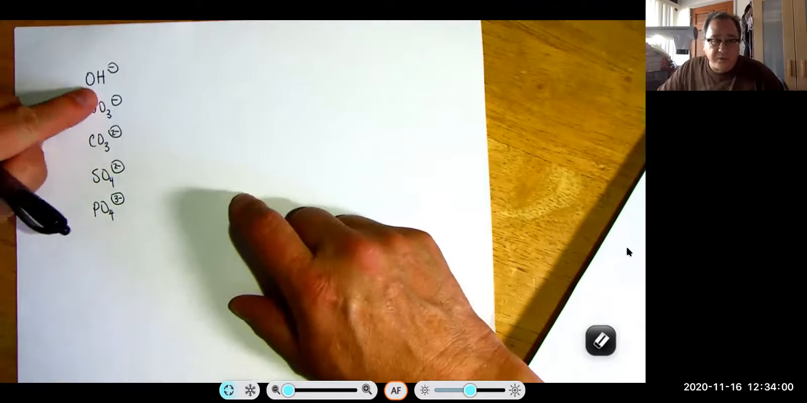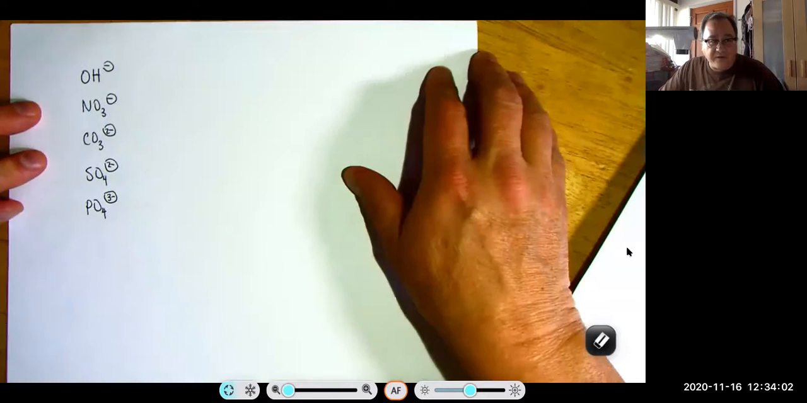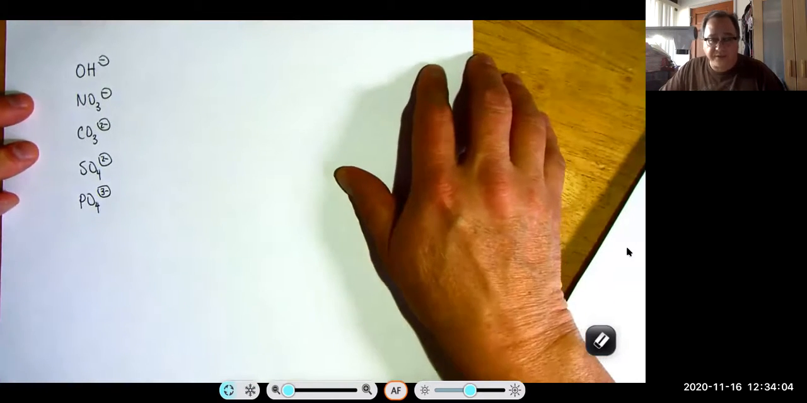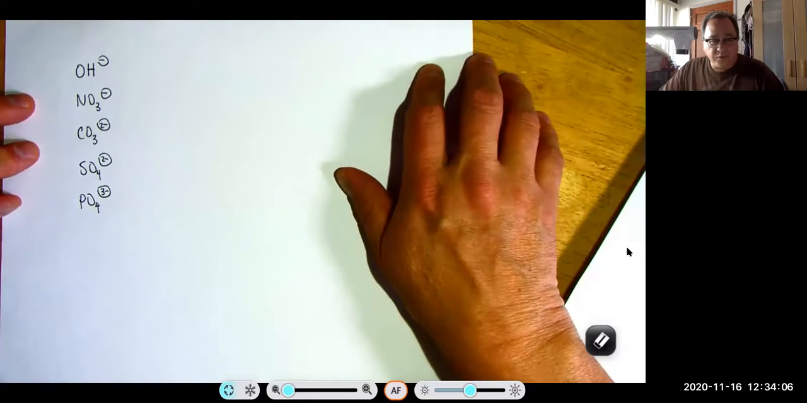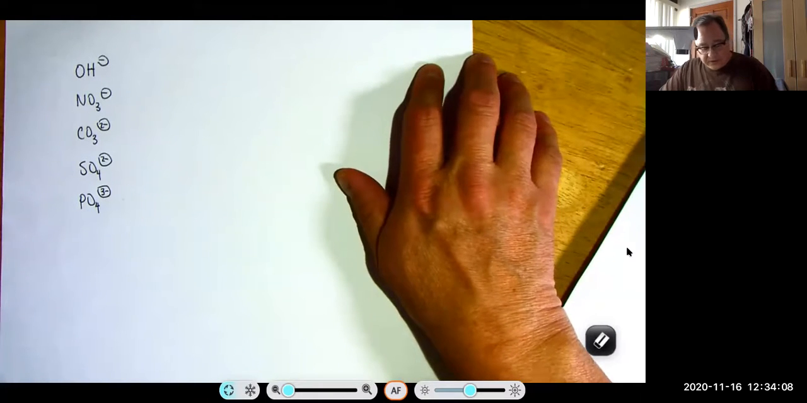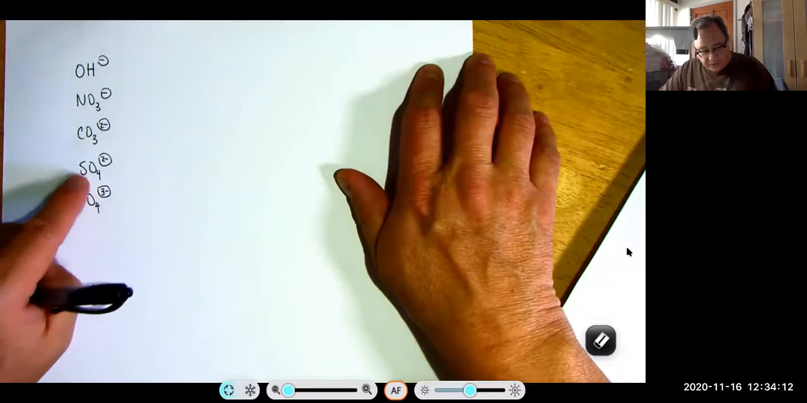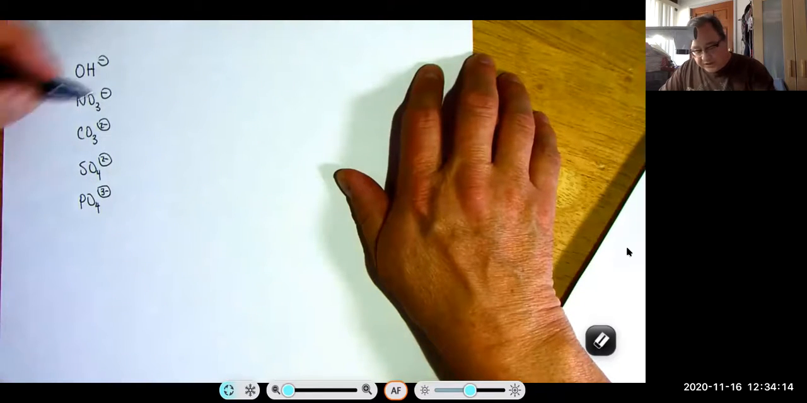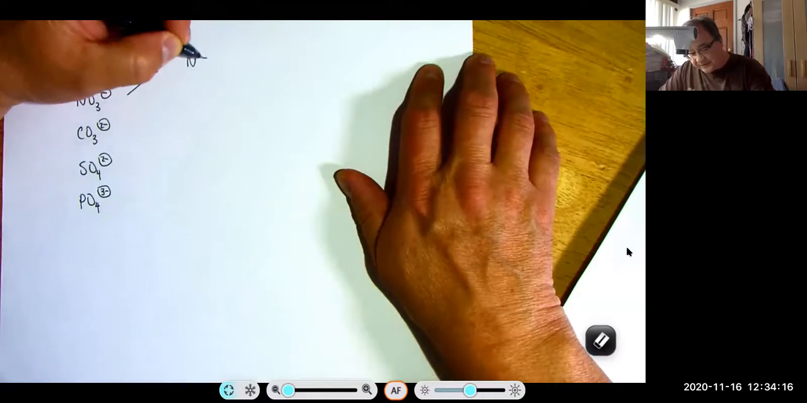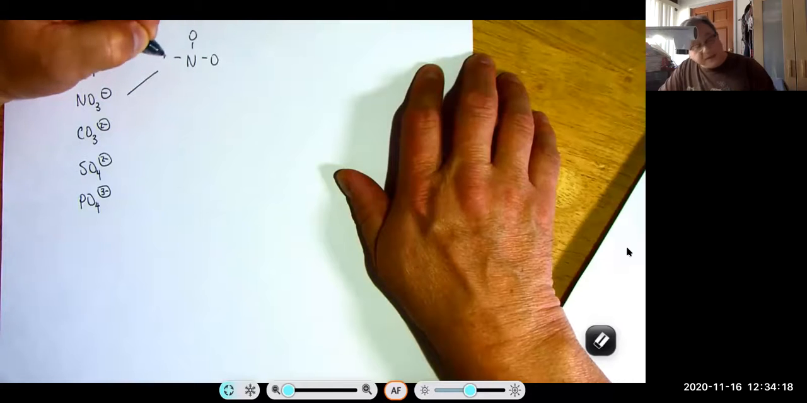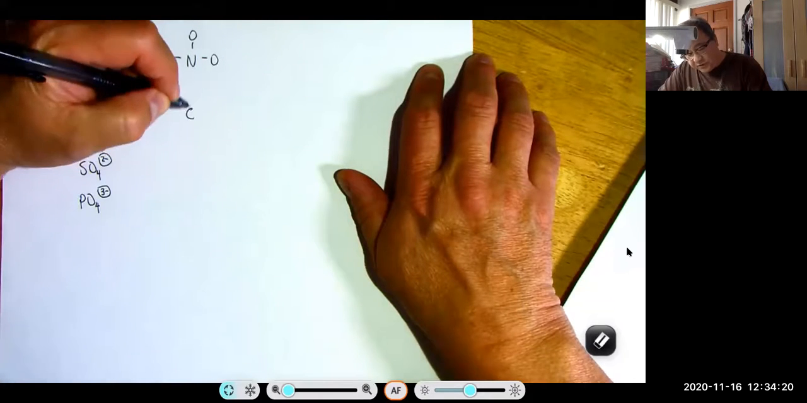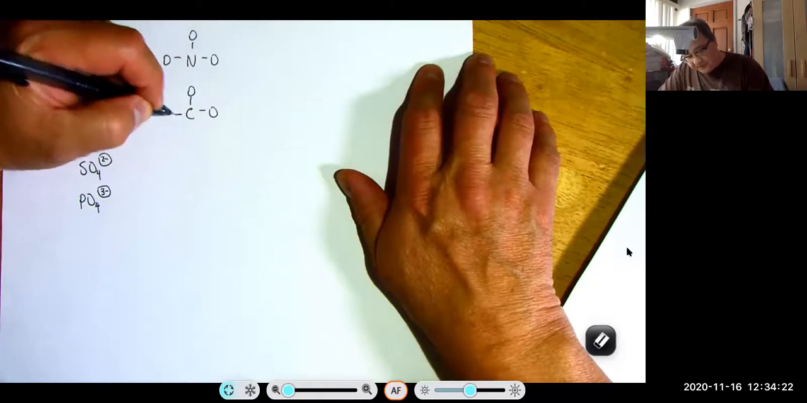So what is the central atom for each of these? Here, the question is moot. When you don't have 3 atoms, you don't have a central atom. When you have 3 or more, you have a central atom. What's the central atom here? Nitrogen, carbon, sulfur, phosphorus. So each of these are going to look like this to begin with, before we start filling in the electrons.